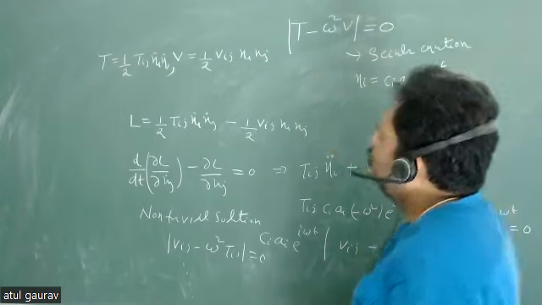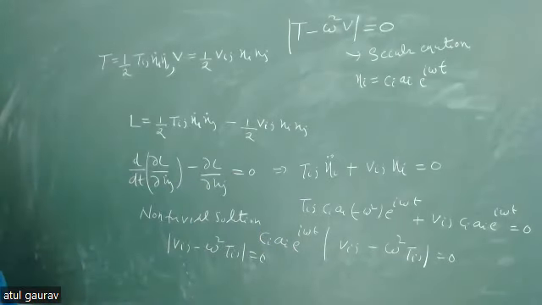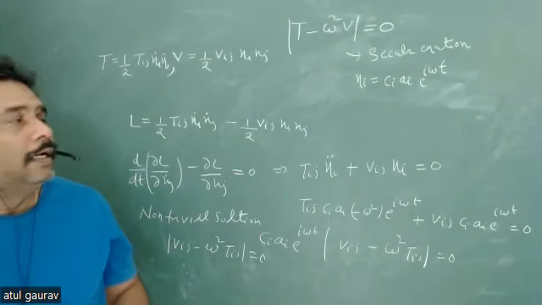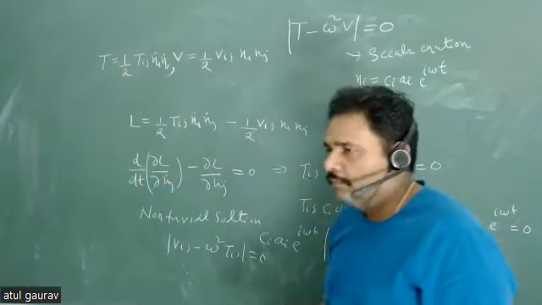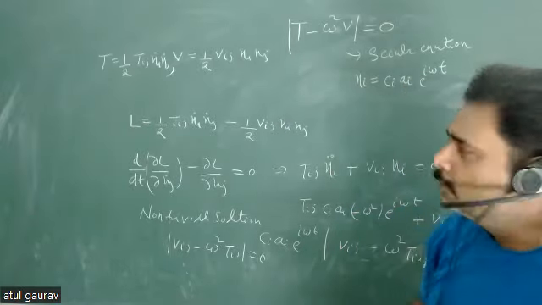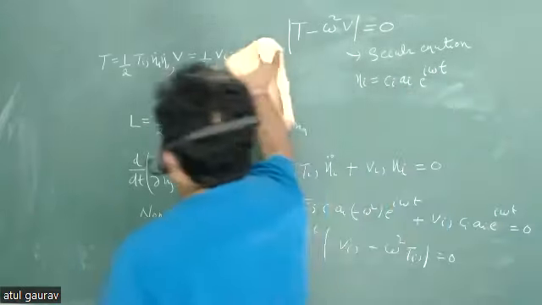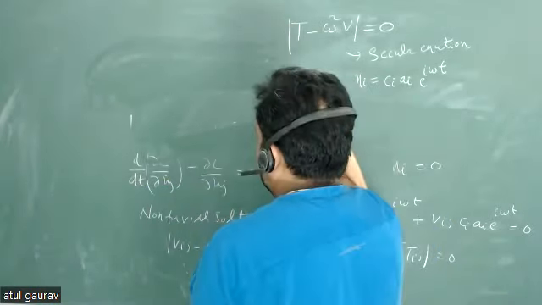What do you call this? Secular equation. Now, how many omega will you get from here? n number of omega, because it is an n cross n matrix. So you have n number of omega.